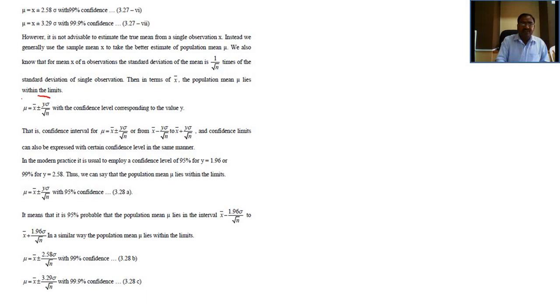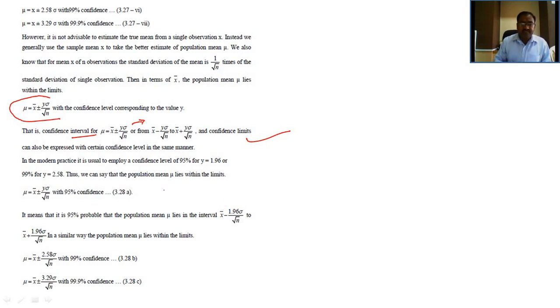Here, these are all the terms to measure that confidence level corresponding to the y value. The confidence interval for mu is equal to x bar plus or minus y into sigma by root n. That is also rewritten as x bar minus y sigma by root n or x bar plus y sigma by root n. By using these expressions, we are going to calculate the confidence level.